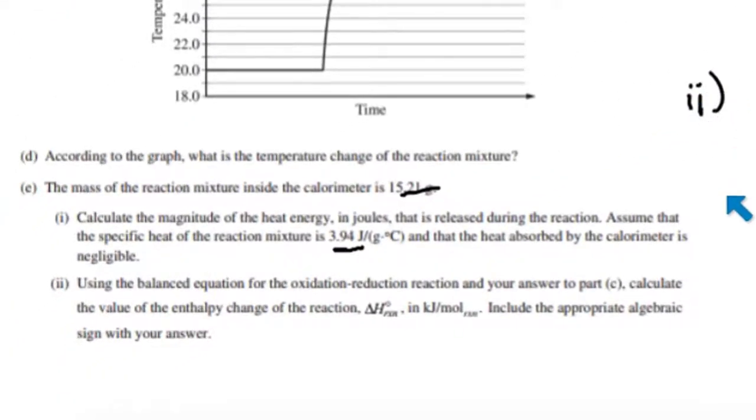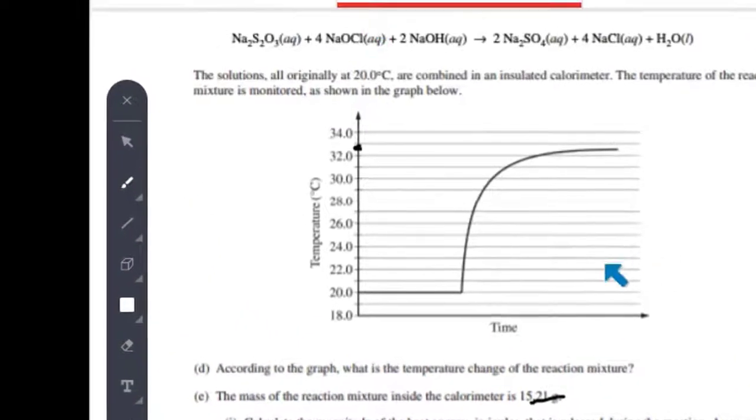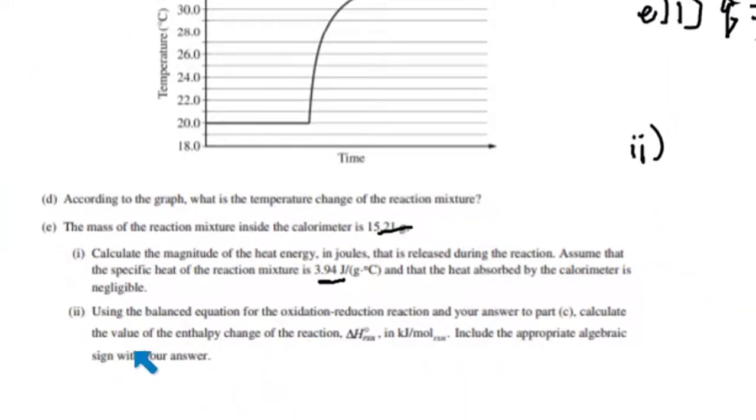So number 2. Using the balanced reaction and your answer from part C, which was basically saying that this was your limiting reactant, calculate the value of the entropy change of the reaction in kilojoules. Okay, that's important. We need it in kilojoules. Include an appropriate algebraic sign with your answer.